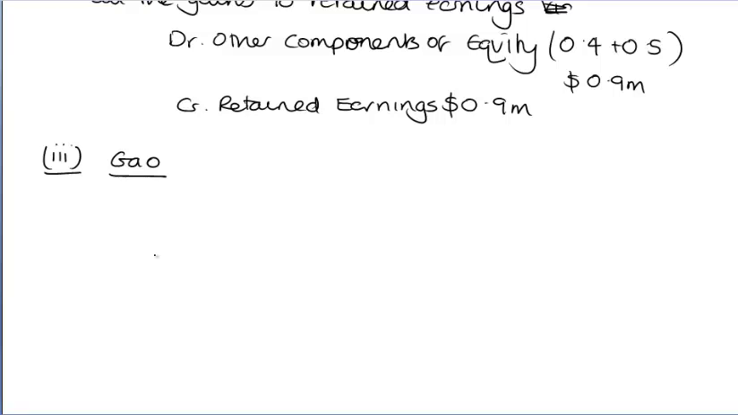It says in the requirements the company wishes to know how to account for this investment in GAO's financial statements and the financial statements of the group. As soon as I see the word "and," it's telling me there's 2 questions here. So first of all, I'm going to deal with it in the books of the subsidiary.